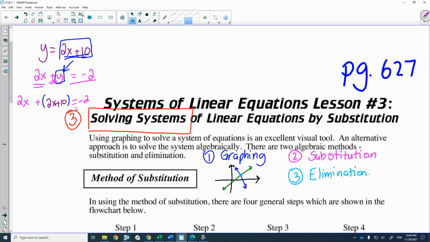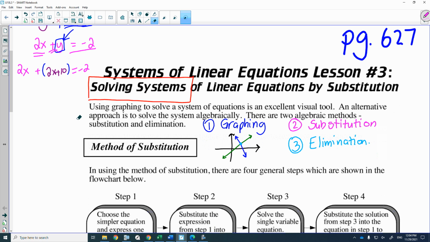Now, get rid of the brackets, and you're going to see that you actually solved one of your variables. So let's get rid of the brackets. There's an invisible 1 in front of that bracket, so I'm going to bring down the 2x, and then it's going to be plus 2x plus 10 is equal to negative 2. You're going to have like terms with these questions, so that is going to be 4x plus 10 is equal to negative 2.